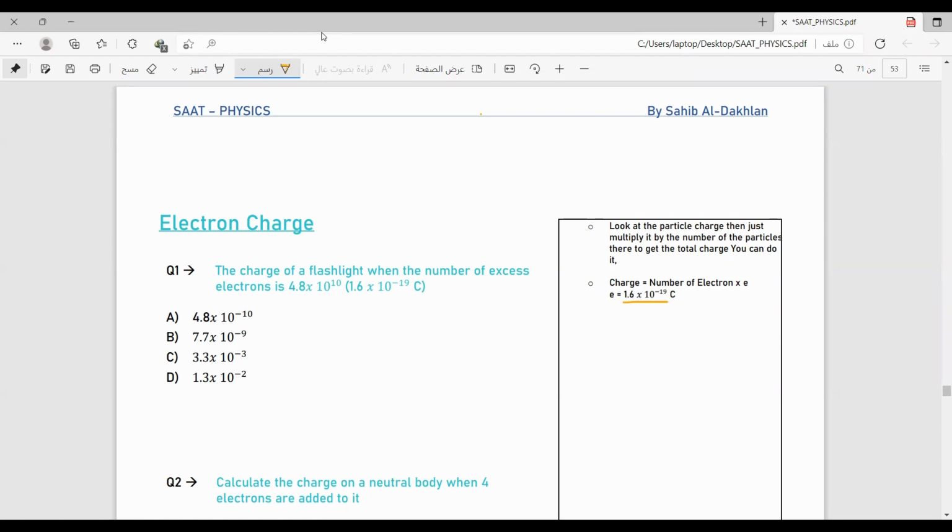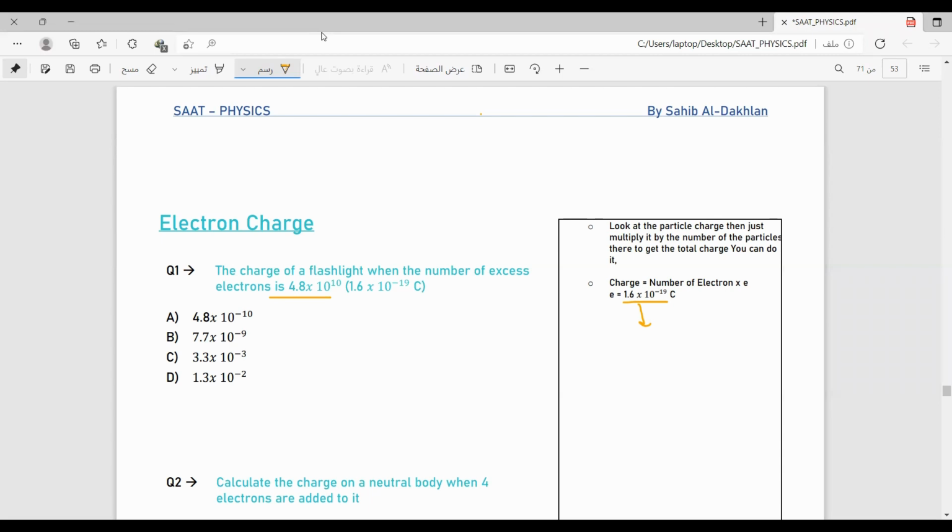Number 1. The number of excess electrons in a flashlight is 4.8 times 10 to the power 10. This is the number of electrons in the flashlight, and we are asked to find the charge of all of these combined electrons. We know that the charge of only one electron is 1.6 times 10 to the power negative 19.